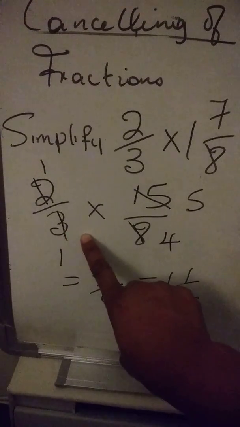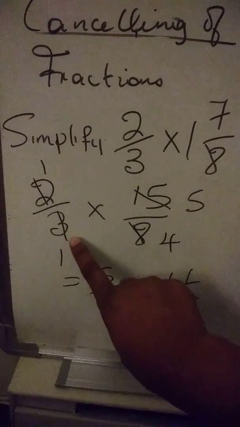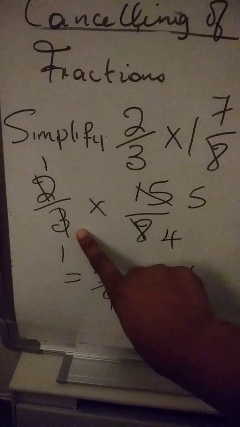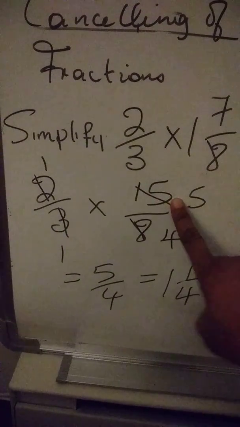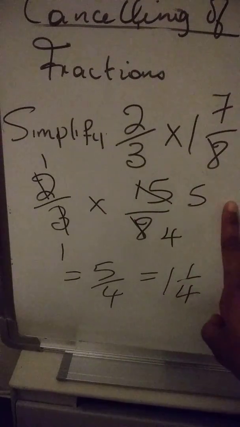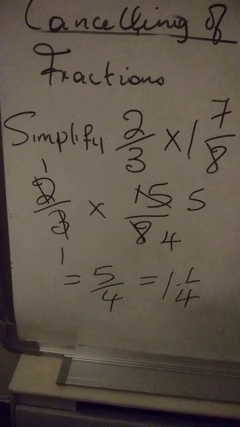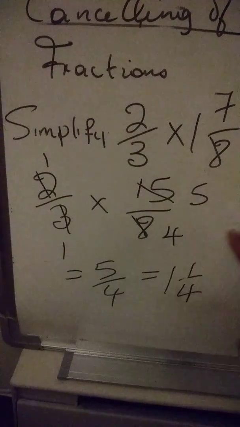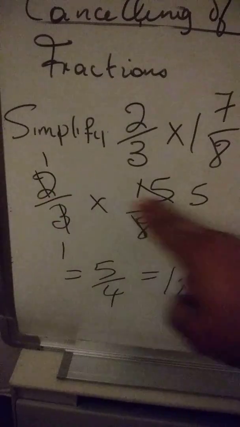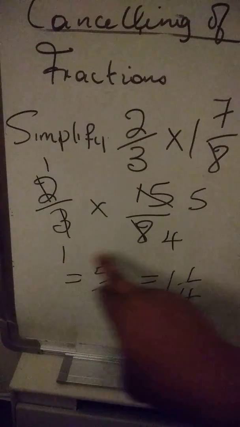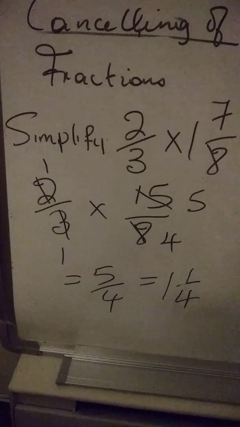There is also another factor, 3. 3 and 15. 3 can go into itself, and 3 is also a factor of 15. 3 into 15 goes 5 times. So after this, we're not seeing anything that can cancel out each other. So we go ahead and multiply. 5 times 1 is 5. 1 times 4 is 4.